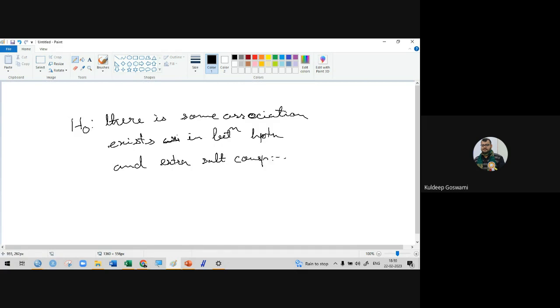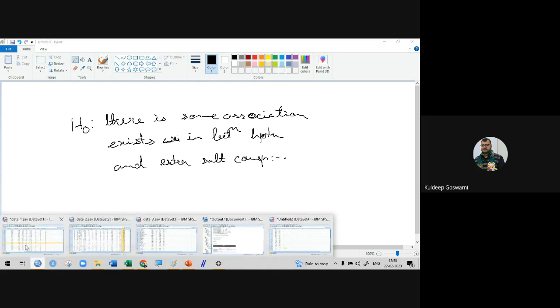This is the hypothesis. We want to check, is there any association? My research question will be, is there any association between hypertension and extra salt consumption? Depending upon my research question, I have constructed a hypothesis: there is some association between hypertension and extra salt consumption. Or we say whether extra salt consumption has some impact on hypertension.